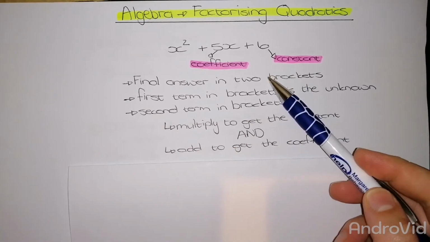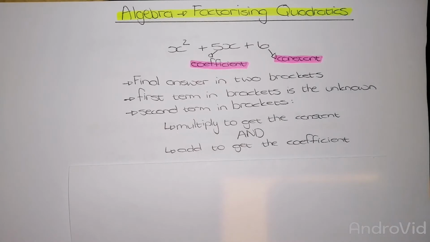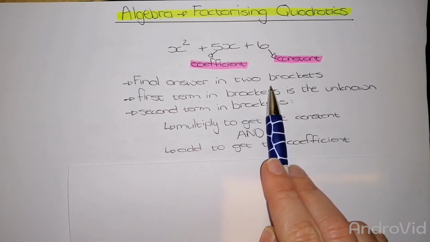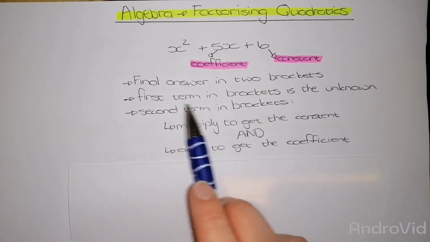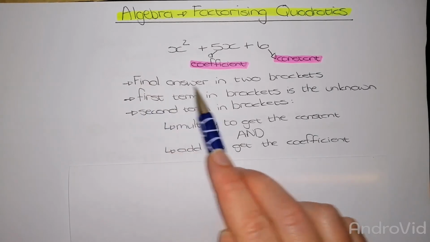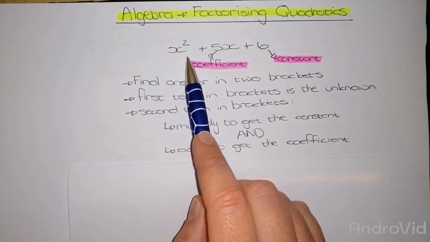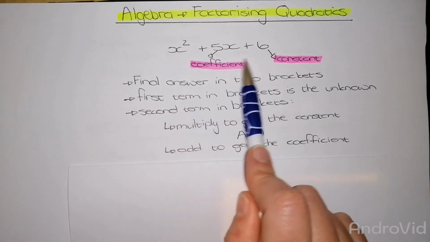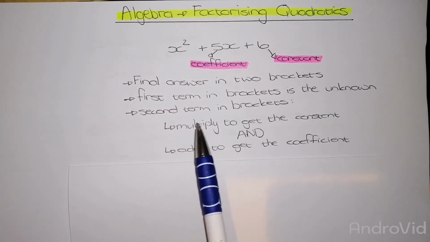These are a few steps, if you like, that we need to follow when factorizing quadratic equations. The first one is my final answer will always have two brackets. The second one is that the first term inside these brackets are always my unknowns that I am using in my equation. So in this case, for this example, my first term in my brackets is going to be x.